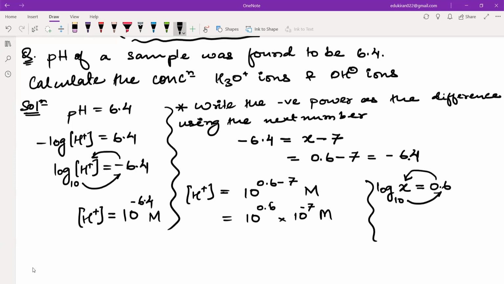So log of what is equal to 0.6, guys? Log of what is 0.6? Log of 4. So 10 to the power 0.6 will be equal to 4, right? So 4 into 10 to the power minus 7 molar. Easy, yes or no? Yes, sir.